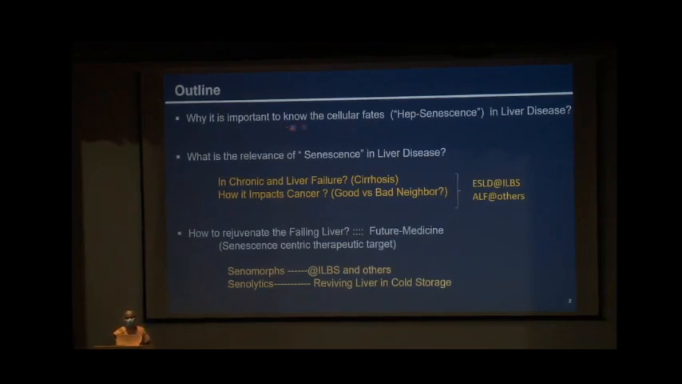Why is it important to know the cellular fates, especially in liver disease? And in the cellular fates, we'll discuss hepatocyte senescence and to an extent cholangiocyte senescence, and how it is relevant in chronic liver disease, which is the data from ILBS, and also in acute liver failure from other people's data. And then how it impacts cancer.